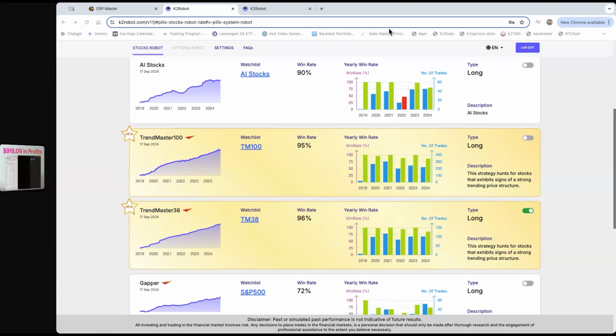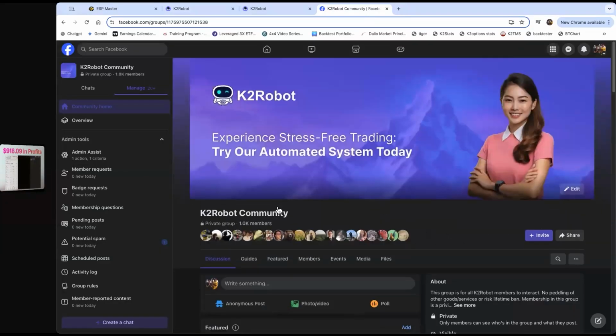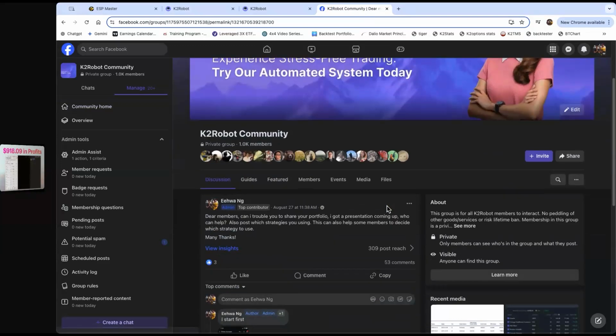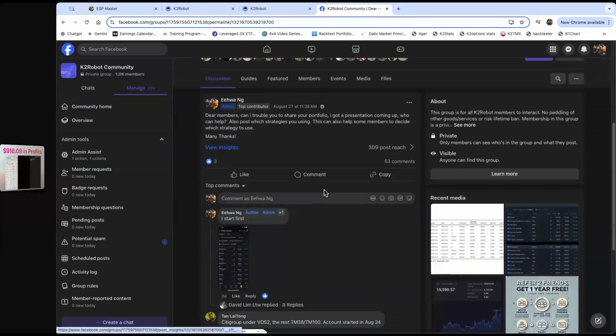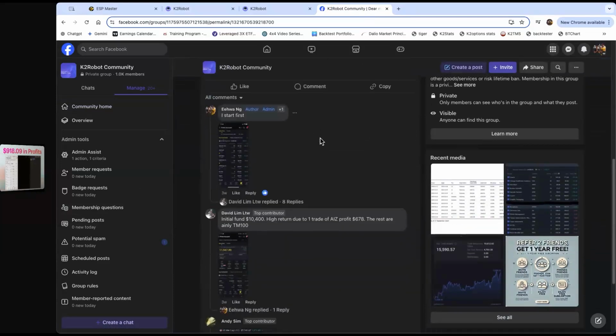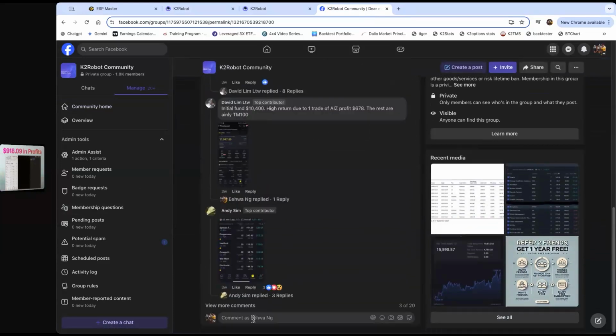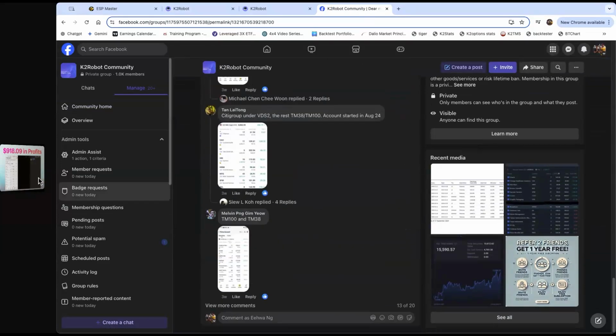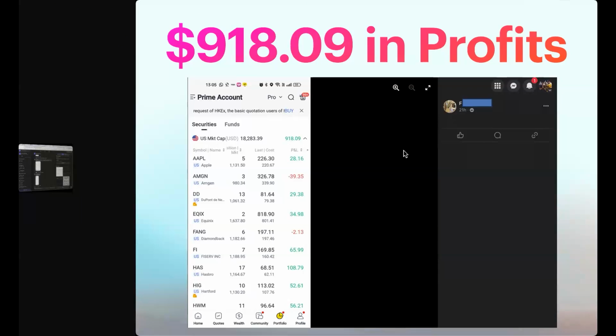Now, this is our community page. We are talking inside every day. This is the thread where I ask the members to help show me the profits right here. I'm going to show all comments. There you go. One by one, they all show their profit screenshots from different people right here. These are all the real profits shared by our members.